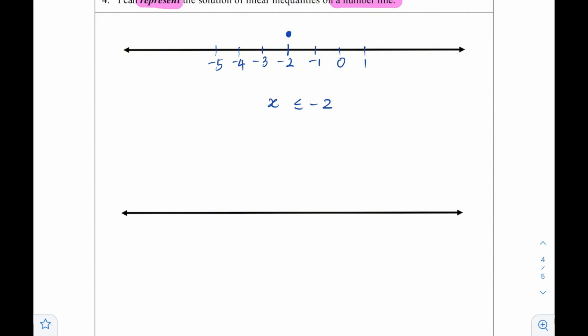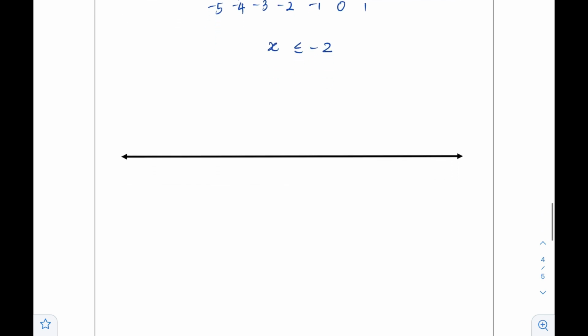And since I want it to be less than or equal to -2, I would need to draw a line that points to the left of -2, right, to show that it is less than -2, and I use an arrow to show that it can include other values that are beyond -5. So this is how I represent x less than or equal to -2 on the number line.